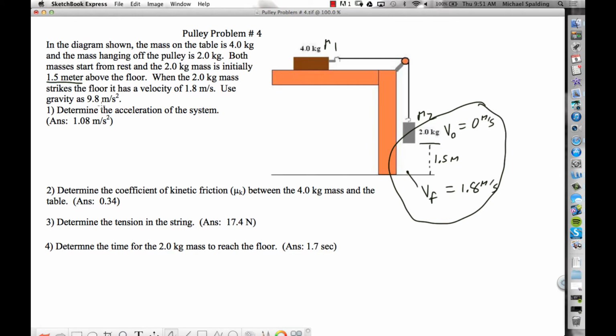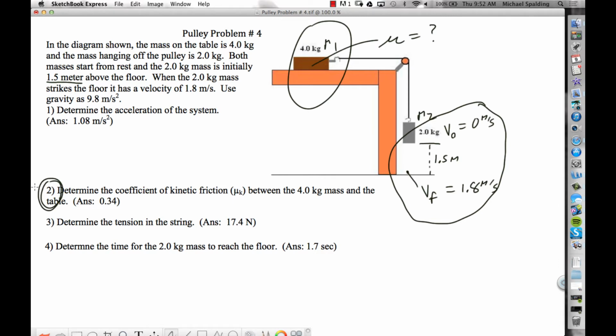So the way this problem goes, the first question: determine the acceleration of the system. You're not going to be able to solve for the acceleration with forces. Why not? What do we not know about this problem? It has to do with M1 up here. We do not know the coefficient of friction between the 4 kilogram mass and the table. The coefficient is a question mark. In fact, that's what we're solving for in number 2.